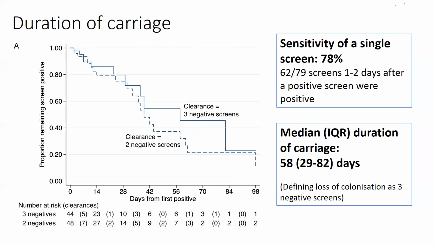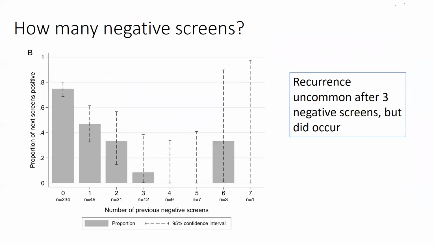So then what happens over shorter periods of time appears to be that people keep Candida auris. How many negative screens do you need to be sure it's gone? Probably 3 is pretty good.